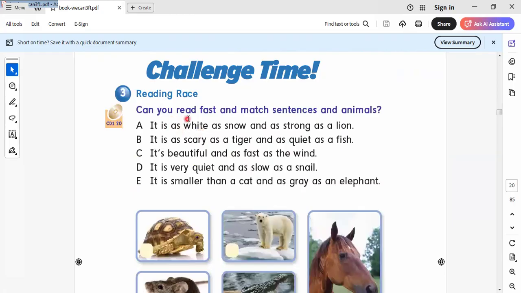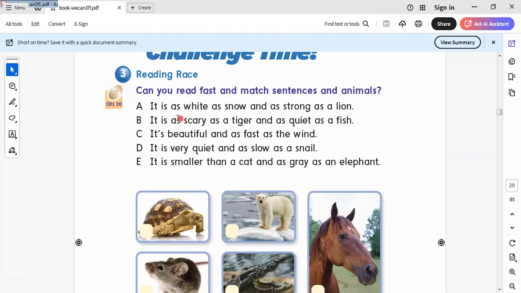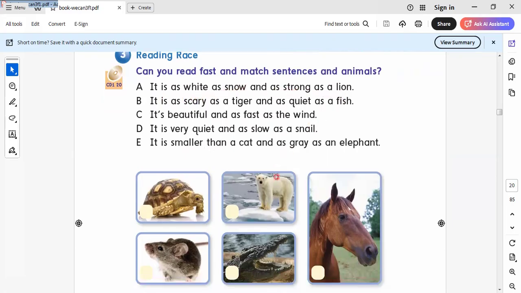Okay, let's go to another item here. Can you read fast and match the sentence to the animals? It's white as snow and as strong as a lion. This one is called the polar bear. So I select this one. Scary as a tiger. As quiet as a fish. Which one? It should be the crocodile.